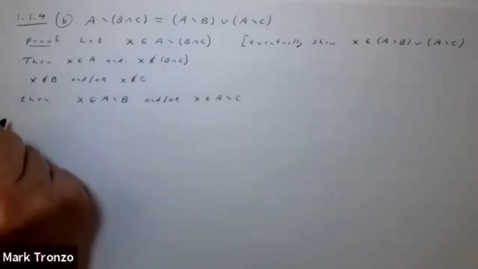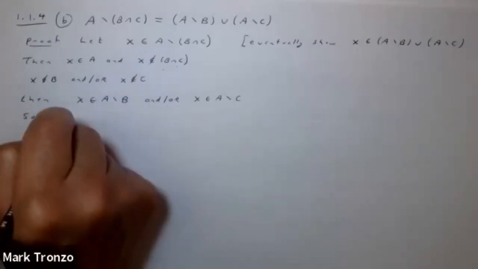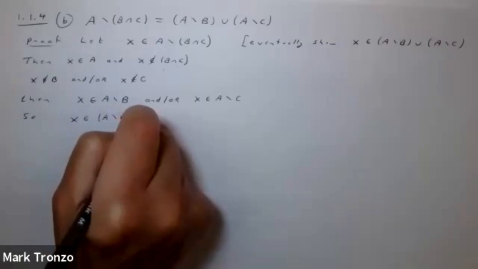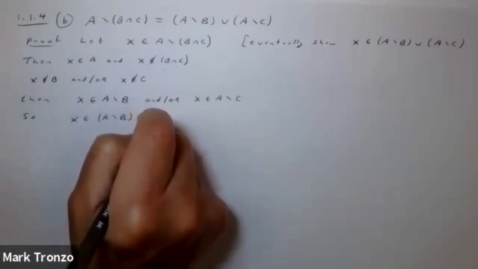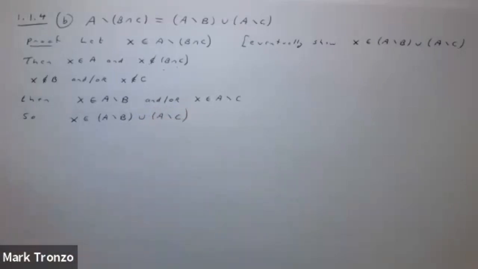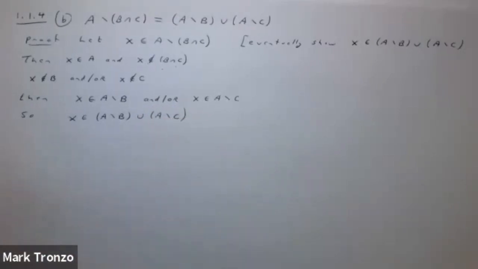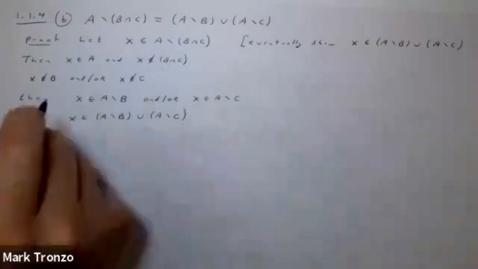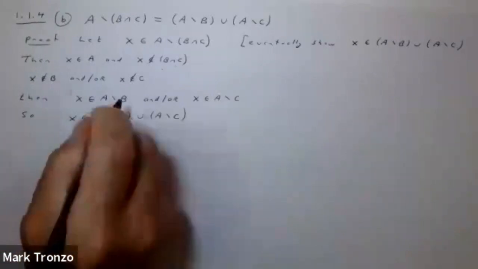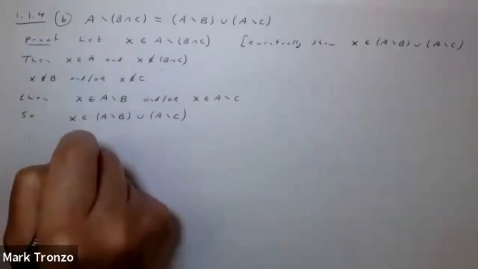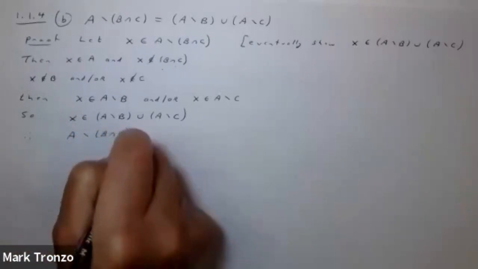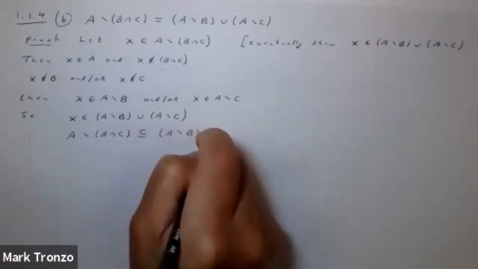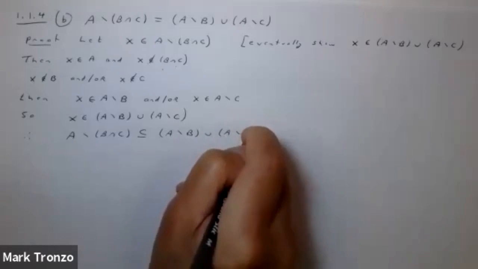Yeah. So then we can say again, because of the and or, X is in A complement B union A complement C, like that. And that's what we were trying to prove. So we can say, therefore, this side is a subset of the right-hand side, like that.